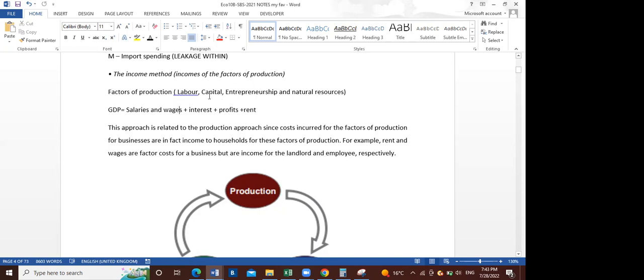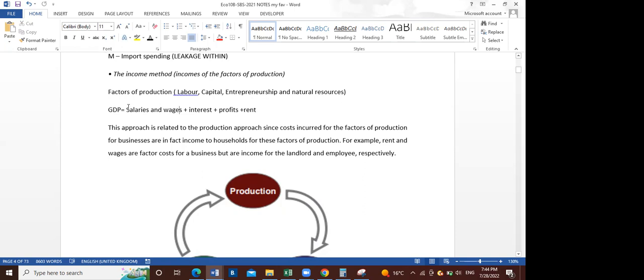And if you have a certain amount of capital, you go to the monetary market, you invest your capital, and that capital brings you interest. And if you are an enterprising individual, you set up a business, a small to medium enterprise, a big business, you expect to get profits from that business, and that profit is also part of the GDP. And if you're going to be lending out your natural resources, especially in the form of land, you are likely going to be remunerated in the form of rent.